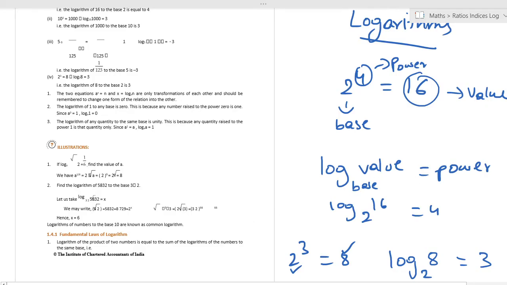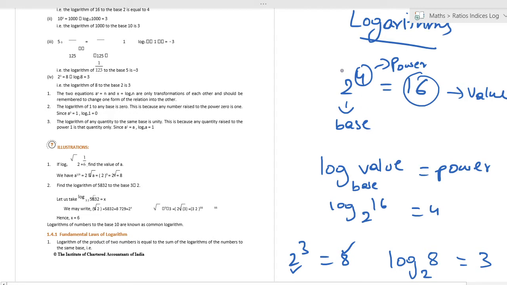Today we'll learn logarithms. If you know indices, it is very easy for you to solve problems on logarithms. So guys, if you know that 2 power 4 equals 16, here 2 is the base, 4 is the power, and 16 is the value that we get.